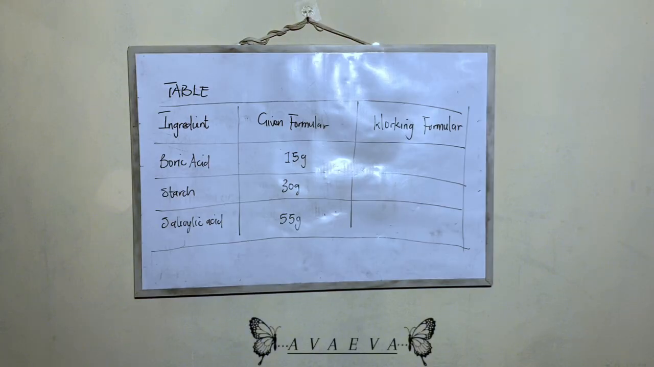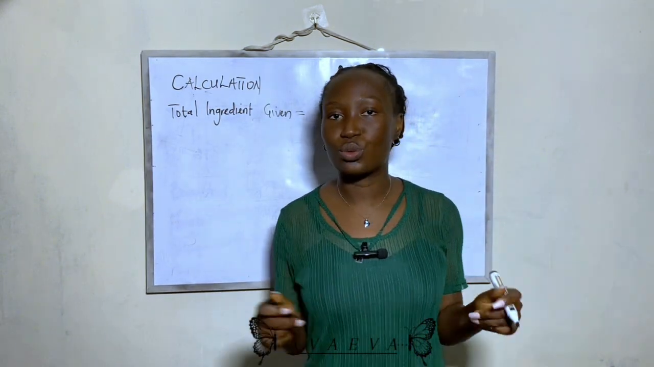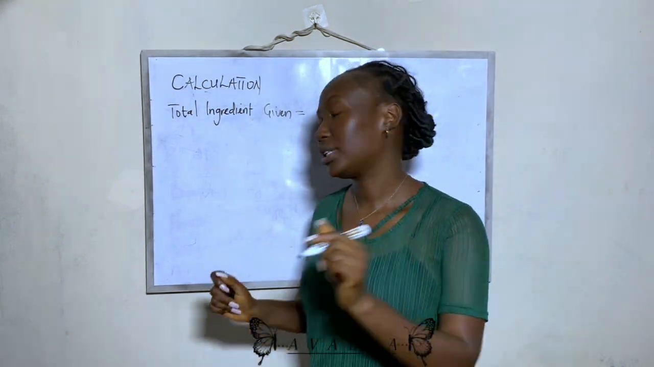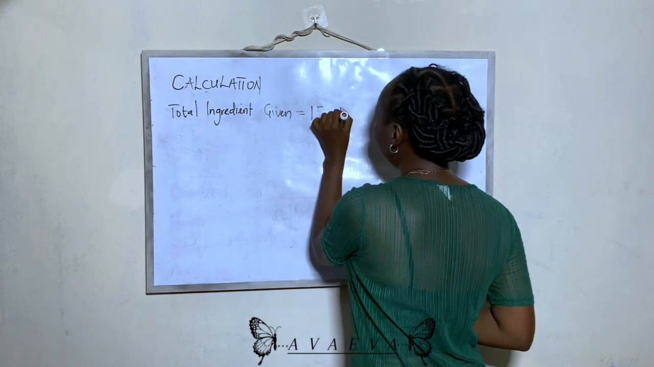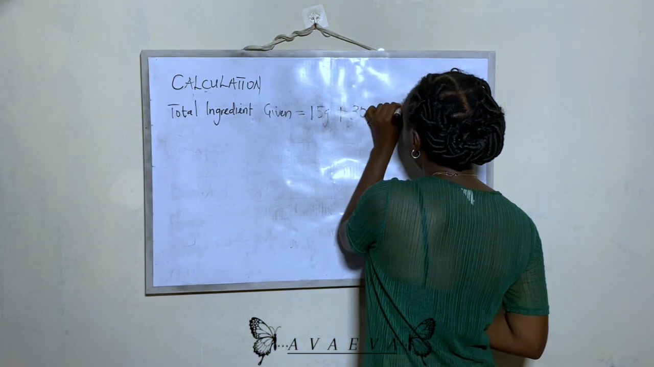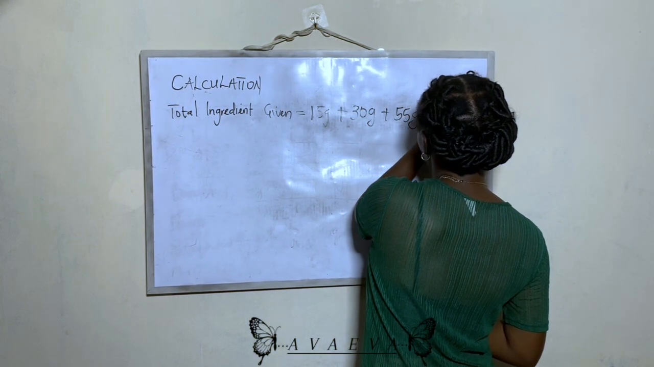So here is our table, and for the table we have 3 columns: ingredients, given formula, and working formula. Under the ingredients we have boric acid 15 grams, starch 30 grams, and salicylic acid 55 grams. Next is our calculations. For calculations, the first thing to do is to get your total ingredients. Now you have 15 grams for boric acid plus 30 grams for starch and 55 grams for salicylic acid, which will give you 100 grams.